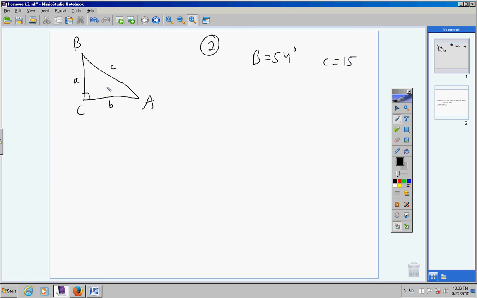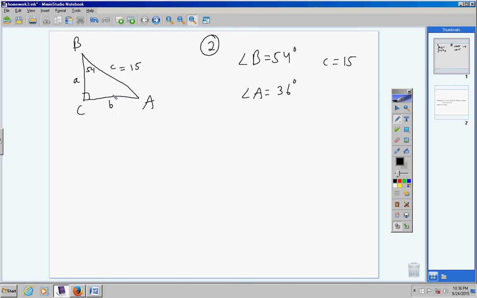Okay, so if I know that this is 54 degrees right here, and this is my right angle here, then angle A would have to be, let's see, 36 degrees. Alright, 54 plus 36 plus 90 is 180. Okay, now let's find side B, I guess would be fine. So we're going to find side B. This right here is 15. I could find side A first if I chose to. It doesn't matter. I'm just choosing side B.